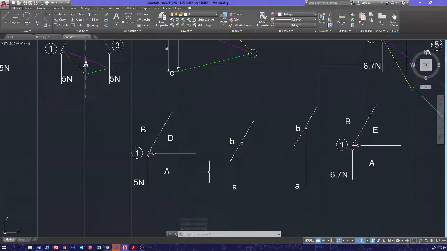Our next line, D to A, in this case E to A, is a horizontal line. Ooh, getting ahead of myself here.